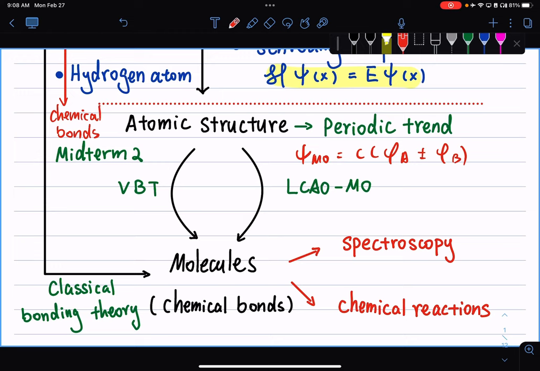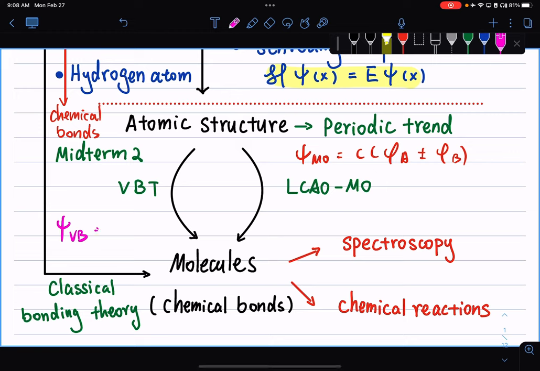For the valence bond theory, that's our second quantum mechanics bonding theory. So in valence bond theory, instead of taking the linear combination of atomic orbitals, you're taking the products of the atomic orbitals to give you an estimation of what your molecular orbital looks like. The LCAO-MO is a linear combination. You're just adding them together. The valence bond theory is a little bit more complicated. It gives you information about your wave function by taking the product of your atomic orbitals.